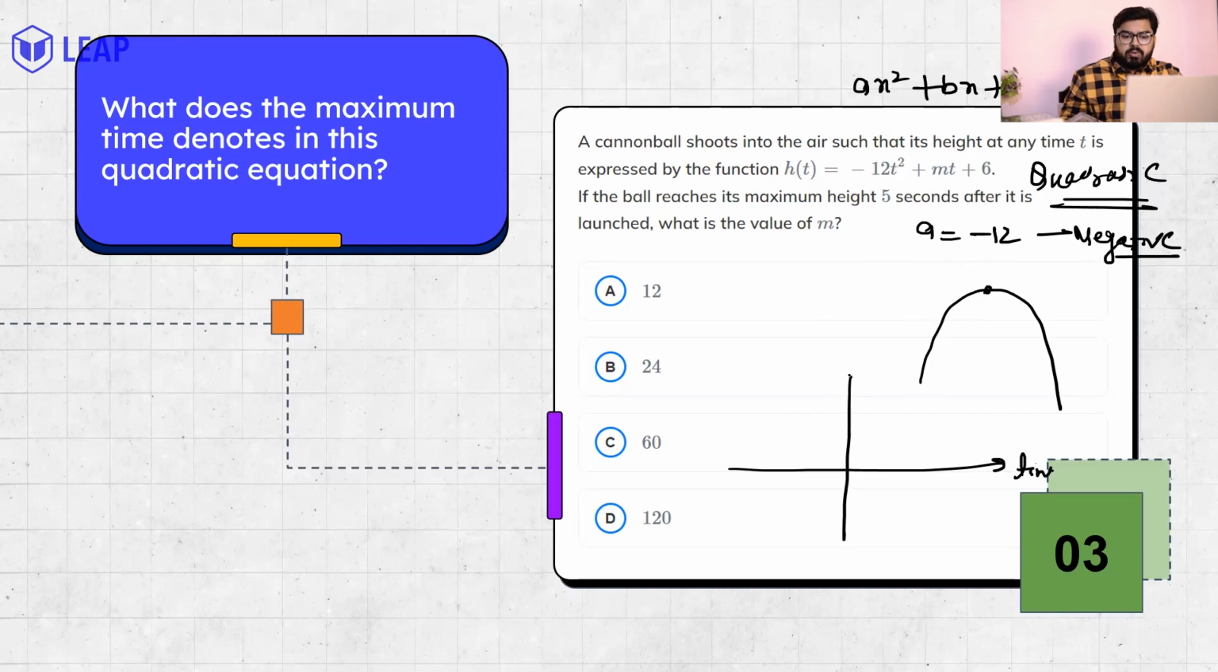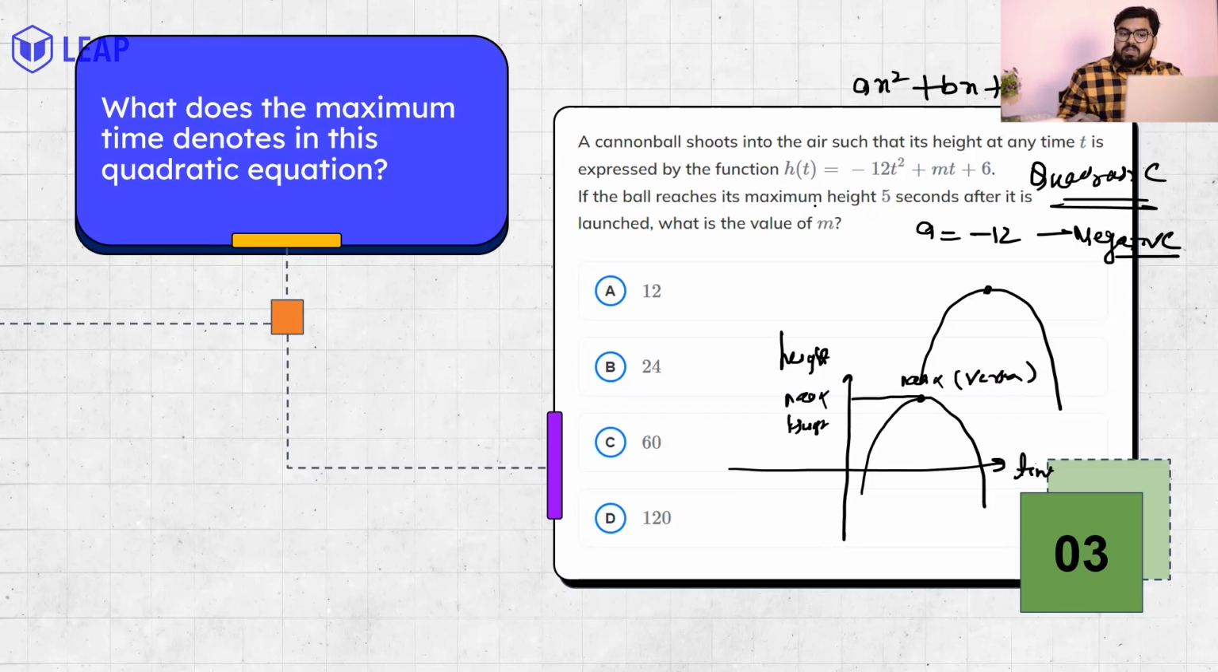Time. What do you have on the y-axis? Height. And you know that it's going to be a downward parabola, something like this. Okay, so you have to get the maximum height. So this is your maximum height. Am I right? So maximum height is nothing but the vertex, right? Maximum height is at the vertex, which means it is the y-coordinate of the vertex, right?